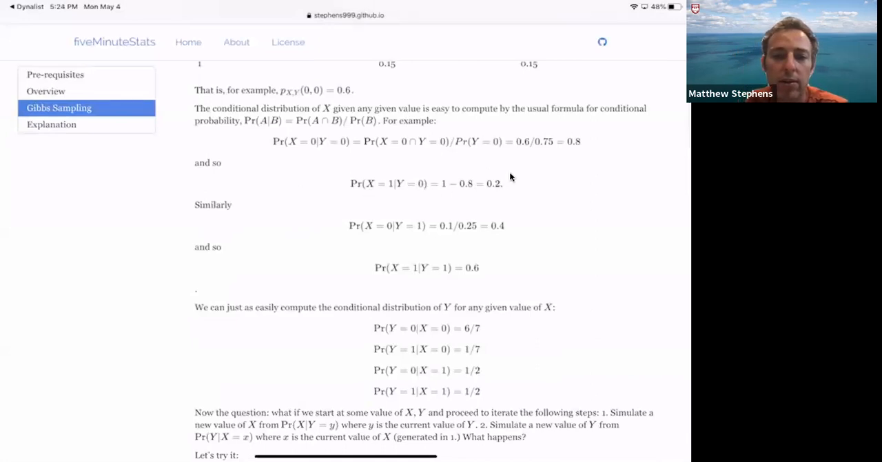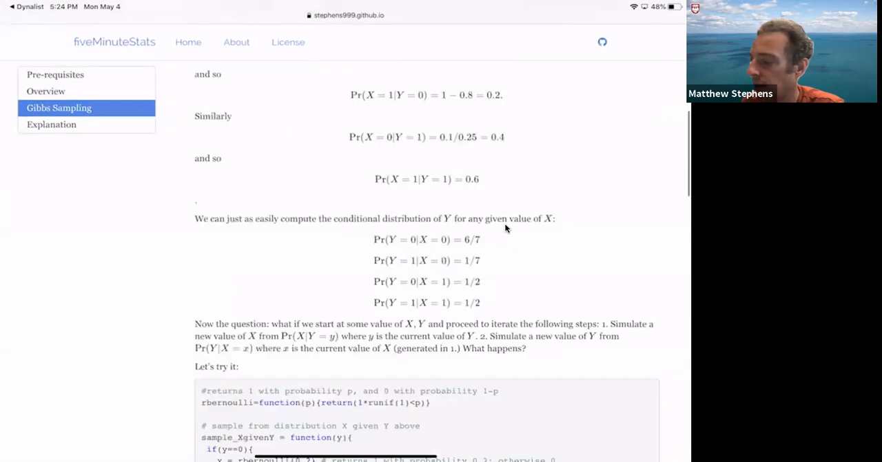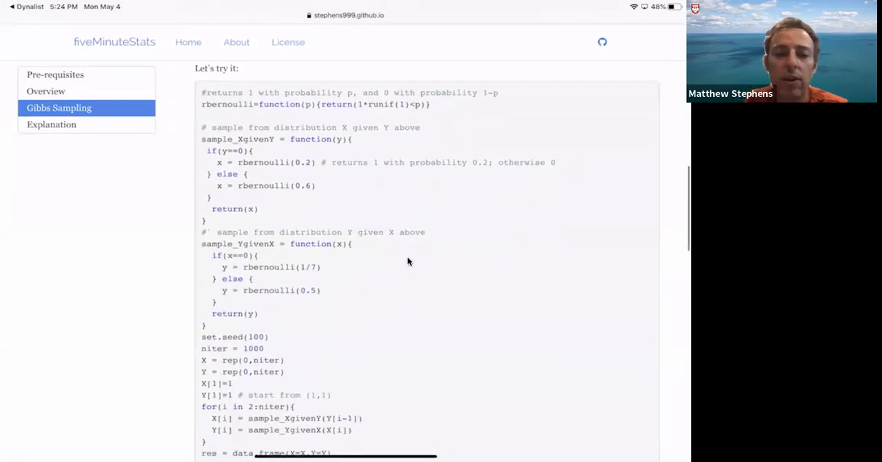If y is 0, then x is Bernoulli 0.2. That's what these say. And if y is 1, then x is Bernoulli 0.6. That's what these numbers say. So that's where these conditional distributions come from. And the same for these.